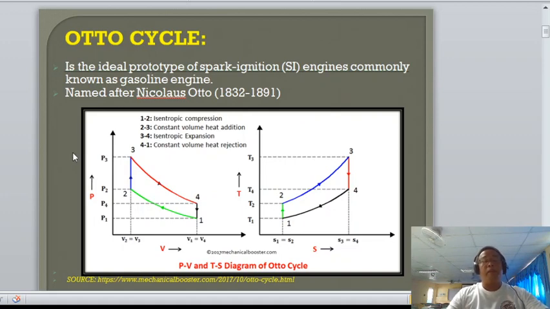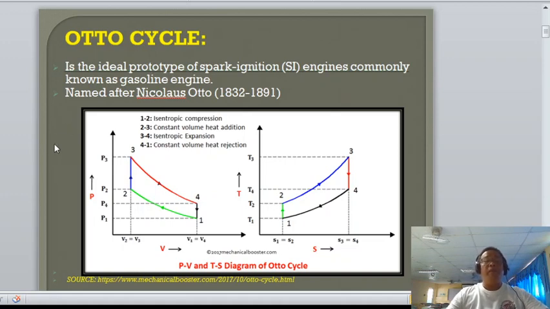So at point 1, the gas, after entering the cylinder, will be compressed to point 2. And then the addition of heat will be from 2 to 3. And then expansion will be from 3 to 4. And then rejection of heat from 4 to 1. But what are the processes involved in this Otto cycle?